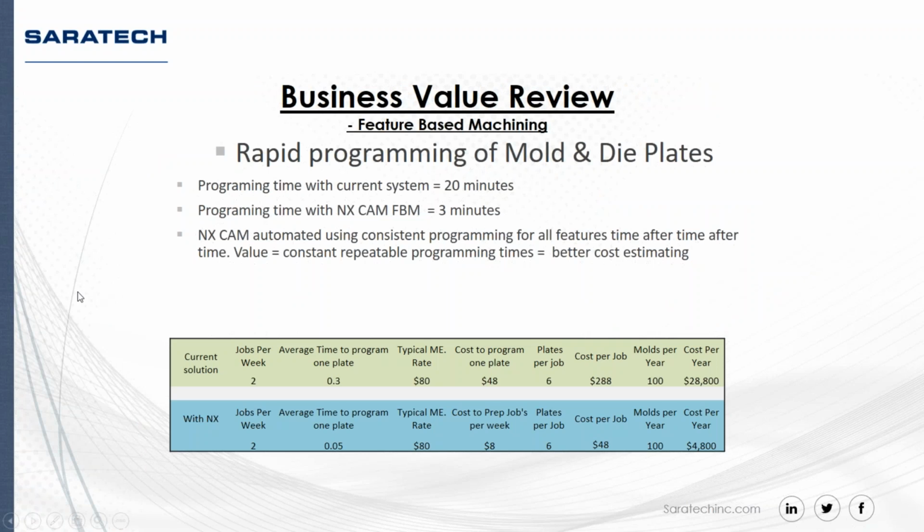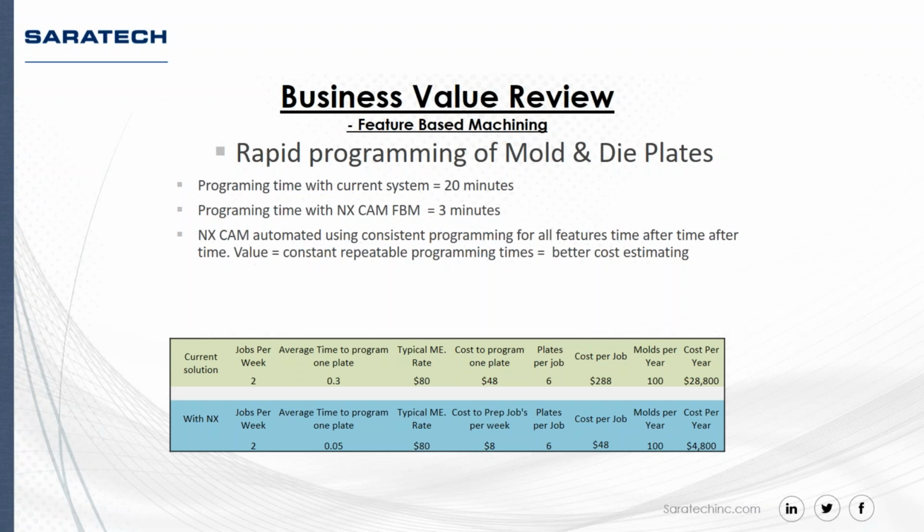Now, this is a business value review. When you do this type of programming with current systems, it takes 20 minutes to do. Programming with feature-based manufacturing, 3 minutes. NX CAM automated using consistent programming for all the features time after time equals value equals consistent, repeatable programming time after time, and better cost estimating.